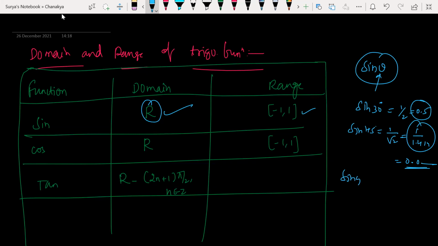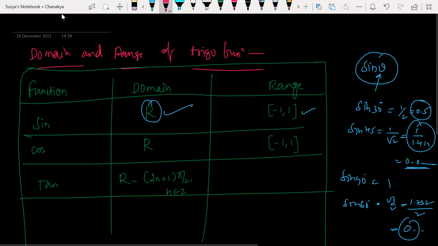Sin 90 is 1. Sin 60 is root 3 by 2, which is 1.732 by 2. If divided, you'll get 0 point something. So whatever answer you take, 0.5, 0 point something, it always lies between -1 to 1. You will not get any value outside that.